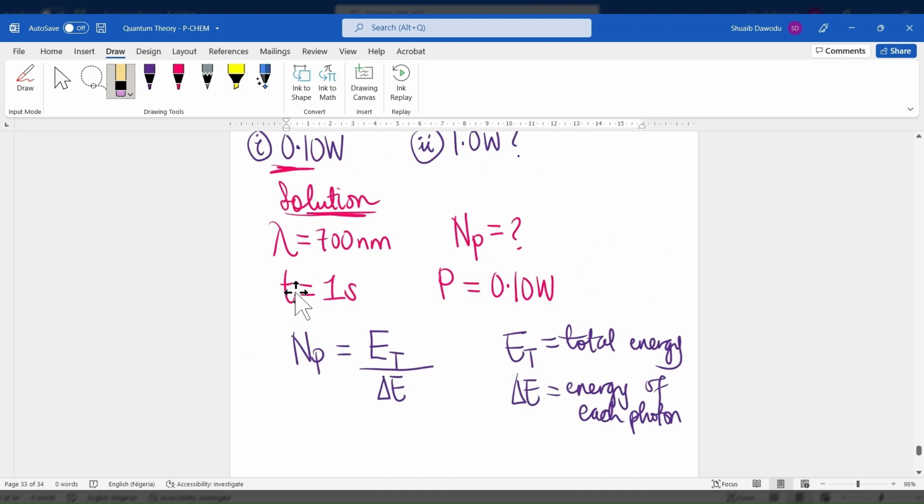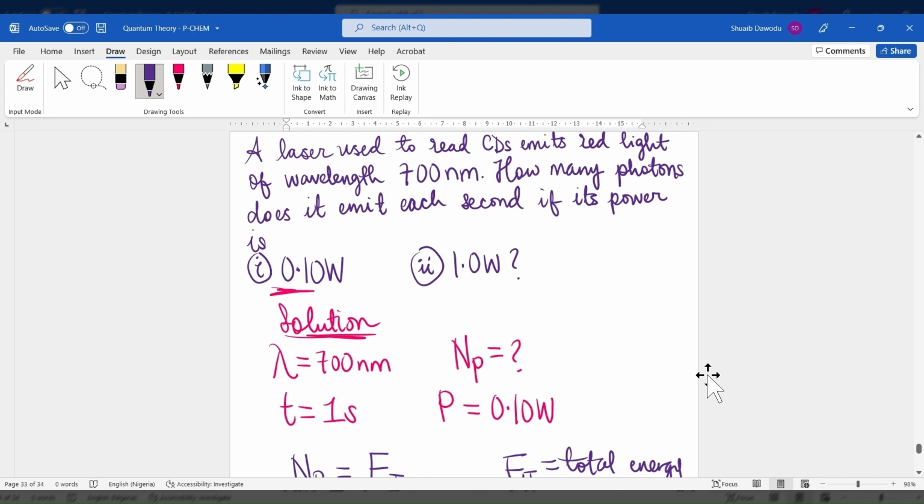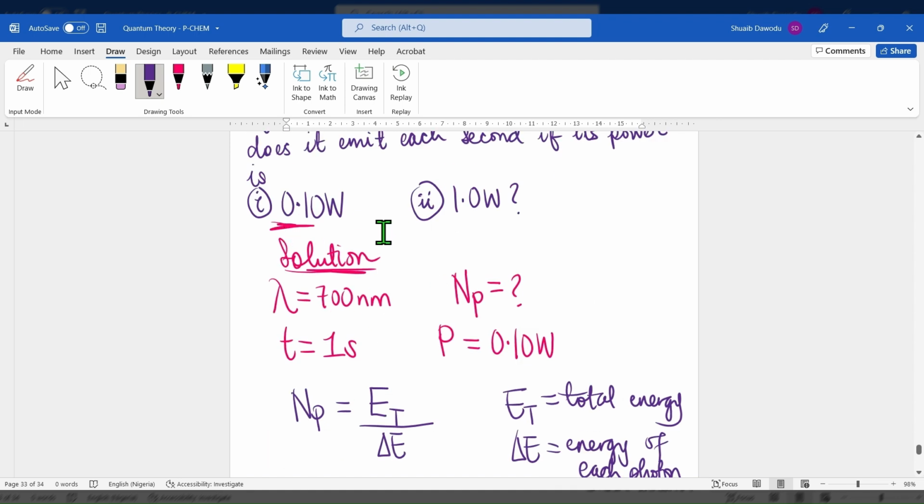Now that we want to determine the number of photons, we first have to determine the total energy in this question. When we go back to our question, we're told a laser used to read CDs emits red light of wavelength 700 nanometers. How many photons does it emit each second if its power is 0.10 watts? Well, power times time is equal to the total energy. So power times time, which is the total energy, divided by change in E, which is simply the energy of each photon.